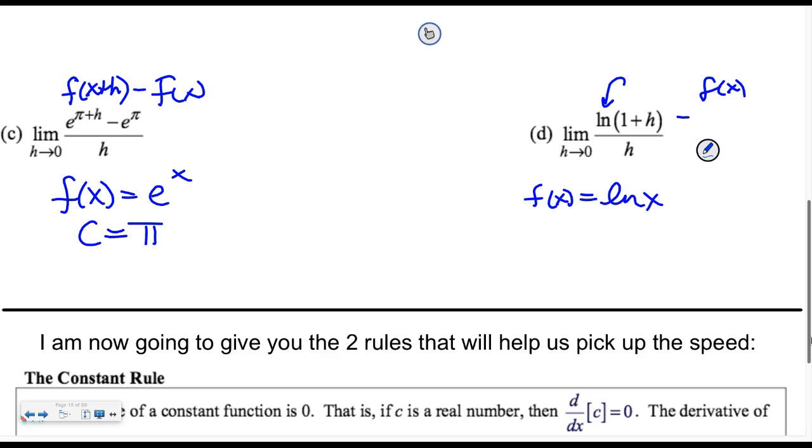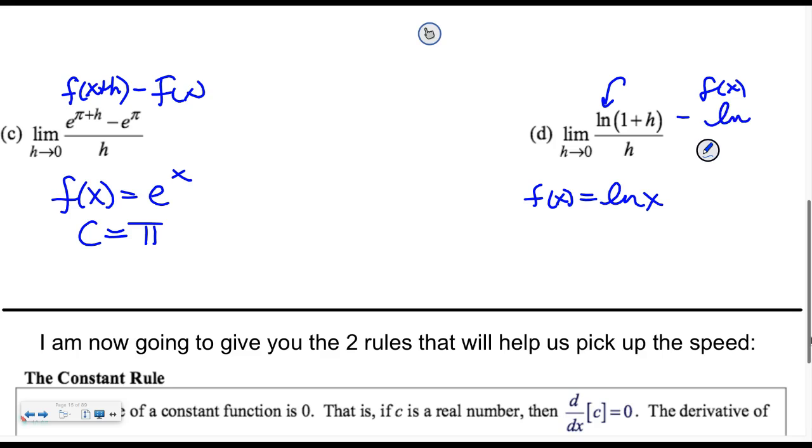There's a good reason. I'm not moving on until somebody can tell me why there's nothing there. This is f of x plus h minus f of x, and there's nothing there. It's because of the function, and where it's being evaluated at. Somebody tell me why there's nothing there so I can move on. There it is. Bingo. It's the natural log function at 1.